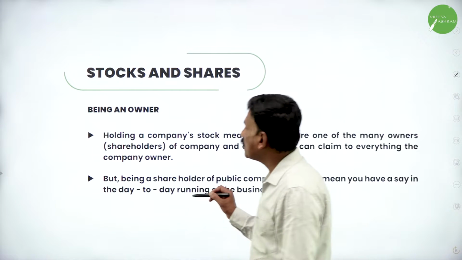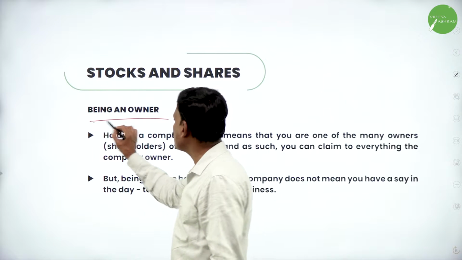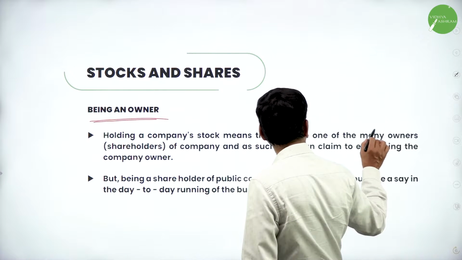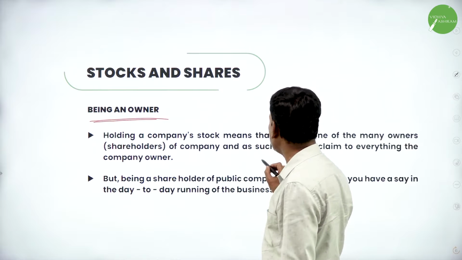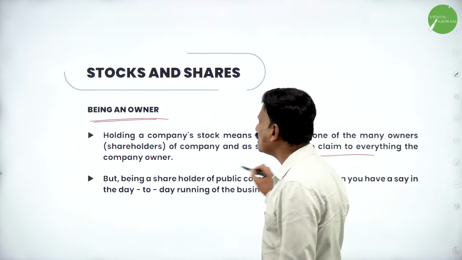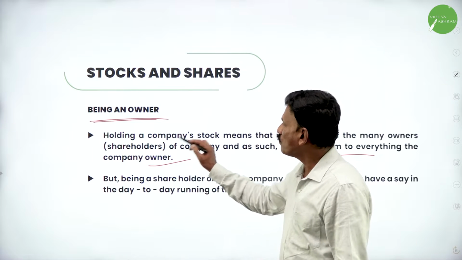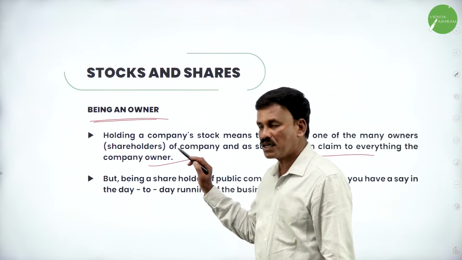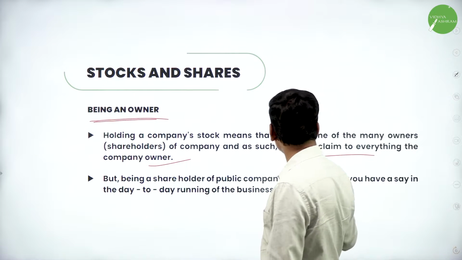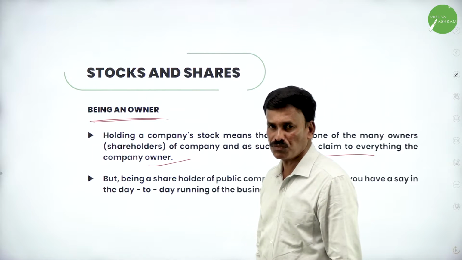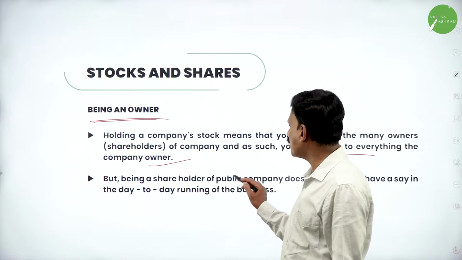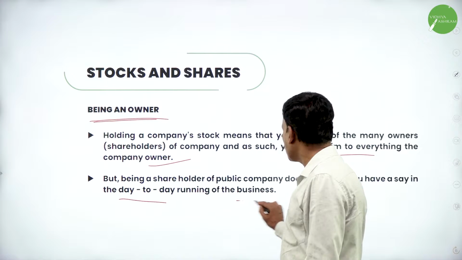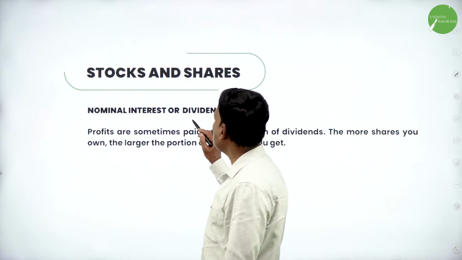Now, let us learn about being an owner. Holding a company stock means that you are one of the many owners, that is, the shareholders of the company, and as such you can claim a share of everything the company owns. But being a shareholder of a public company does not mean you have a say in the day-to-day running of the business.